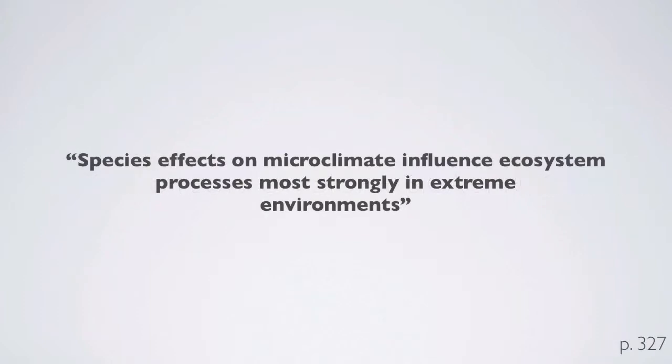Species effects on microclimate influence ecosystem processes more strongly in extreme environments. So this statement is that you have to go to environments where climate has an overriding impact on the functioning of the ecosystem. And when you go there, the species effects on microclimate are going to become more important. So when you want to really take a look at a place where species strongly impact ecosystem processes by affecting microclimate, you're going to want to go to the hottest places or the coldest places, the driest places or the wettest places, not necessarily the most mesic ones.